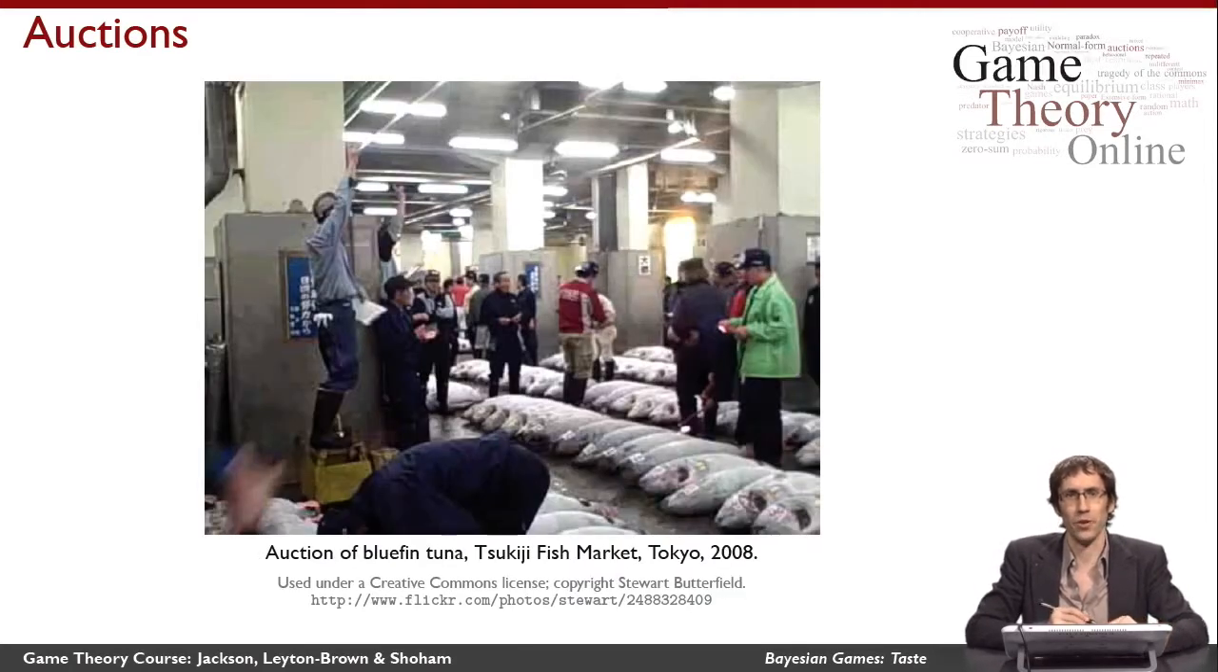Here's an example of a much more modern auction. This is an auction of bluefin tuna at a fish market in Tokyo. And you can see this is from 2008. And auctions are used to sell fish because fish spoil quickly and their value changes quickly. And so it's important to find a way of determining what the prices should be on a day-by-day basis.